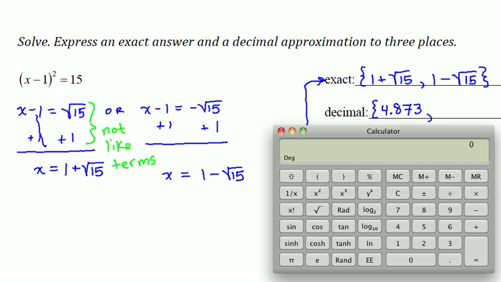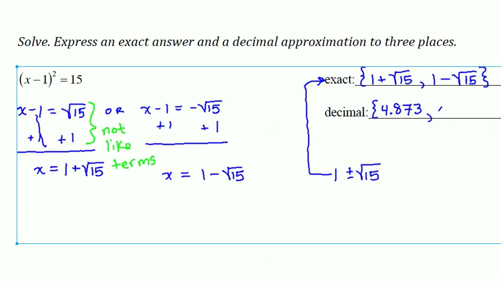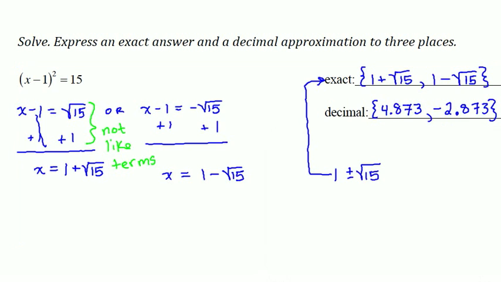And then the second expression, 1 minus the square root of 15. It's taking the square root of 15, equals, and I get negative 2.873 if I round that again to 3 decimal places. So negative 2.873 as my second solution. If we have two different solutions, we definitely need two different decimal approximations.